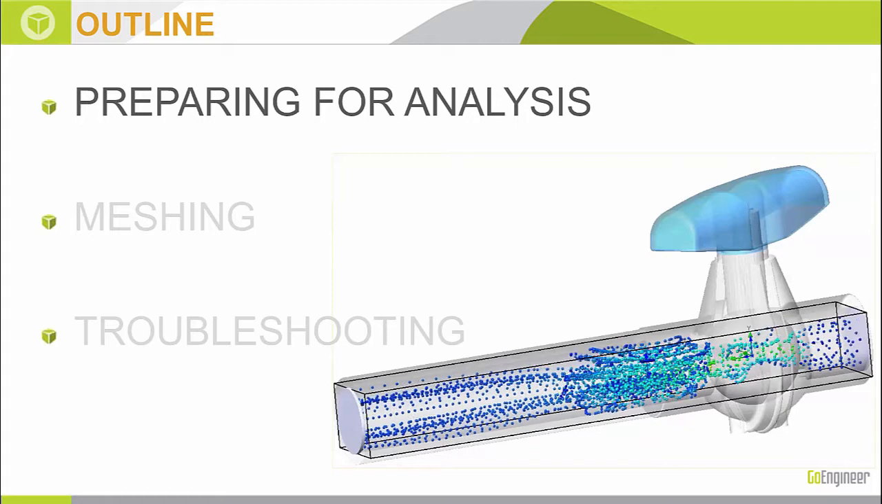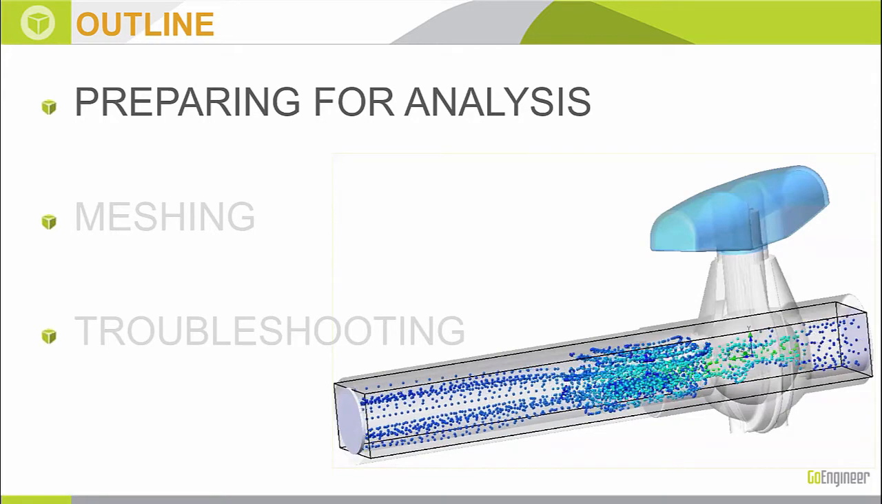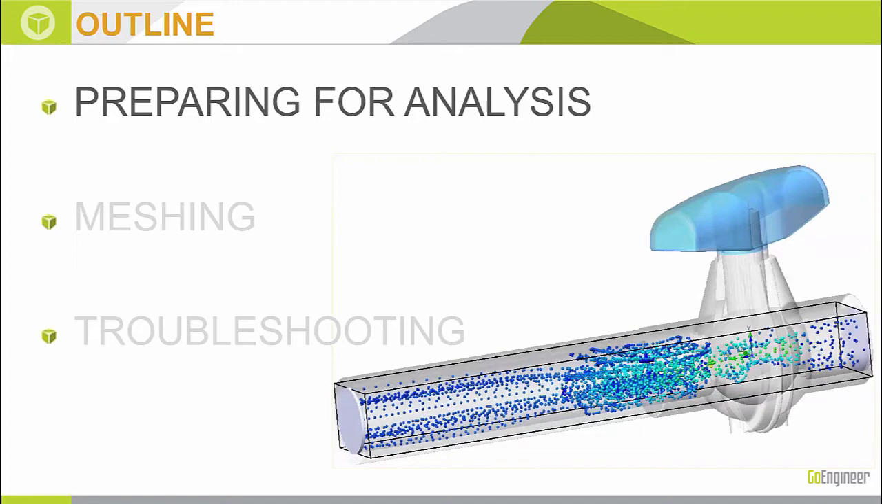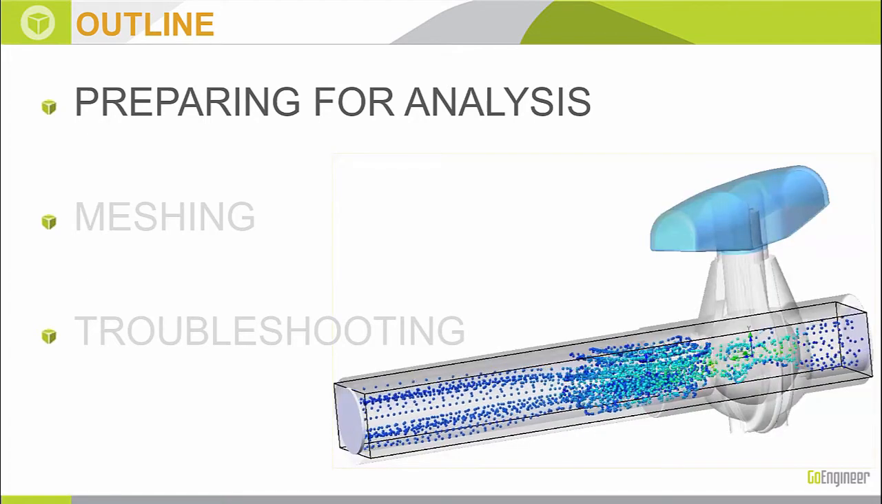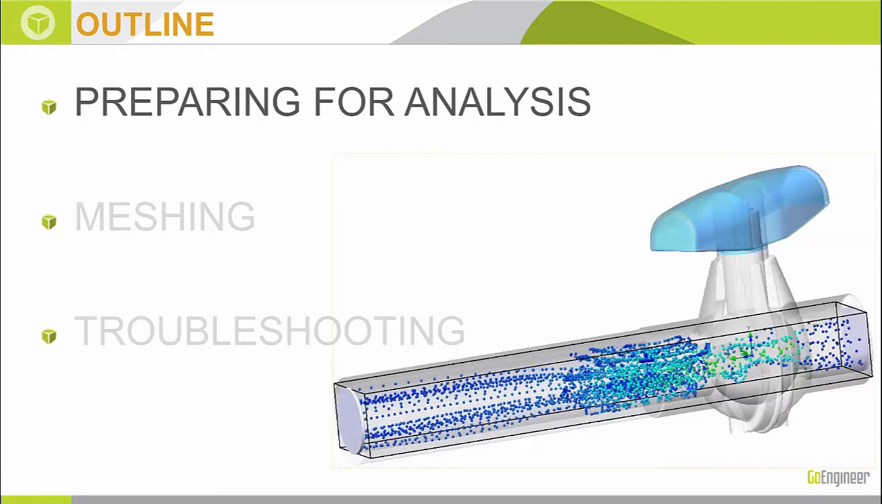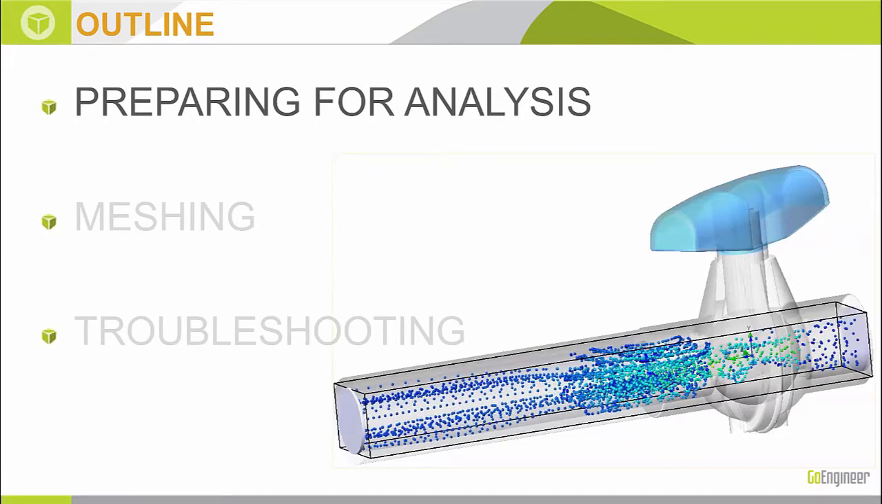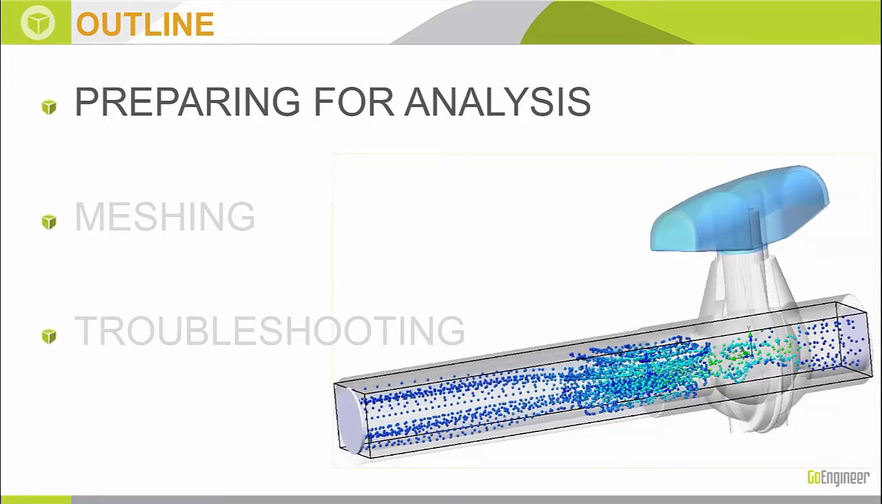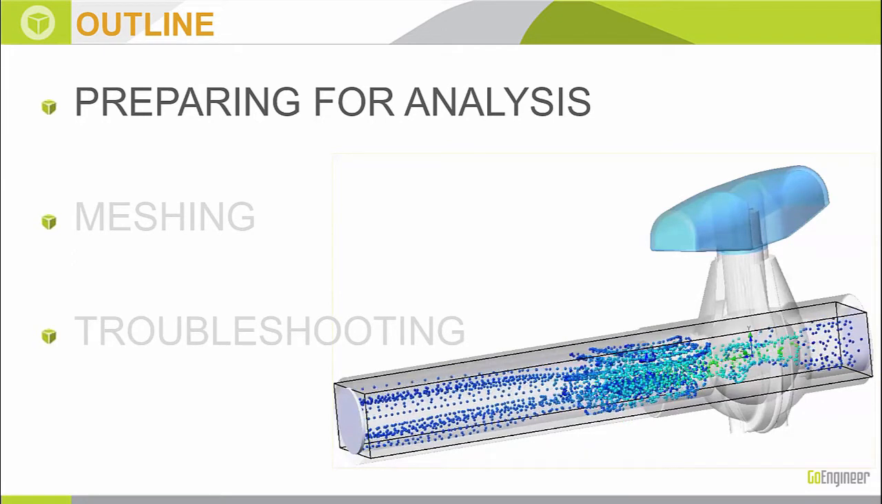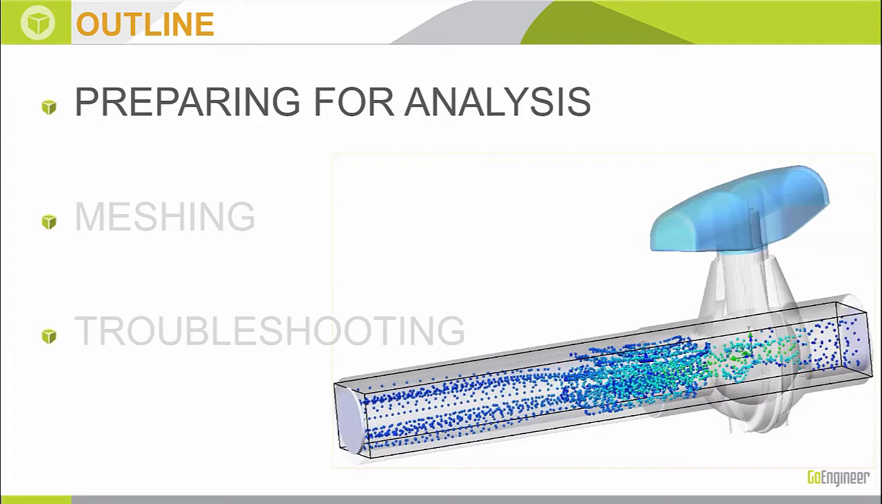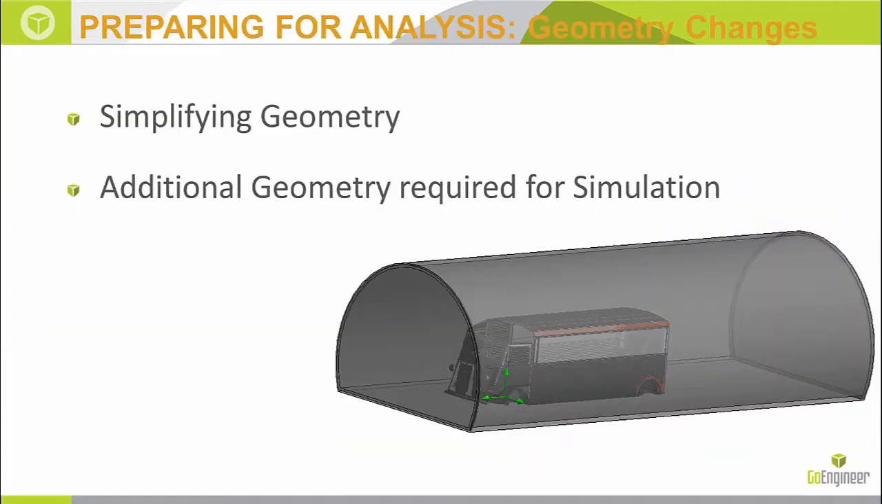So going ahead and getting started. Let's start with preparing for analysis. Spending some time on the front end of your analysis to prepare your model for it can result in huge time savings on the meshing capabilities and on the computation time. So a couple of things that can be done is you can simplify your geometry and remove things from your model that do not affect the actual flow or the dynamics of the flow.